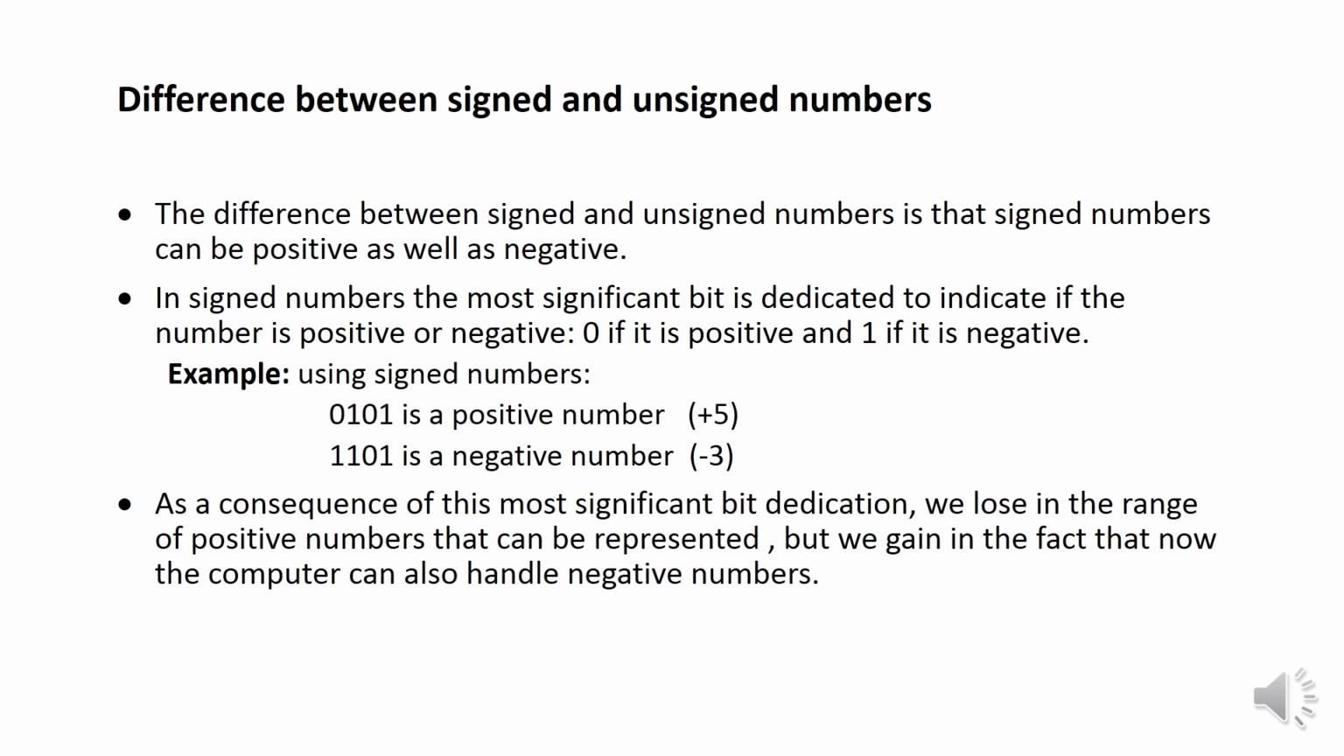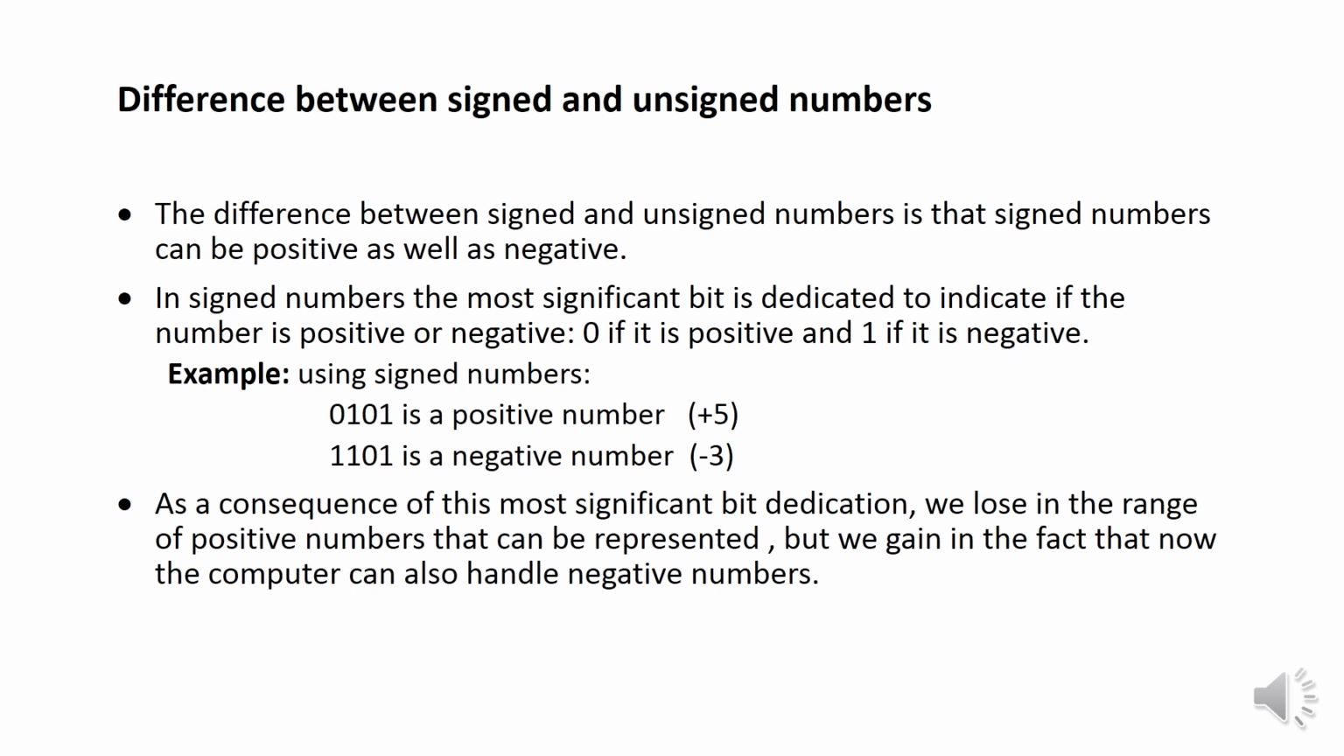Example, using signed numbers representation, 0101 is a positive number, which is equivalent to +5 in decimal, and 1101 is a negative number, which is equivalent to -3 in decimal. As a consequence of this most significant bit dedication, we lose in the range of positive numbers that can be represented, but we gain in the fact that now the computer can also handle negative numbers.